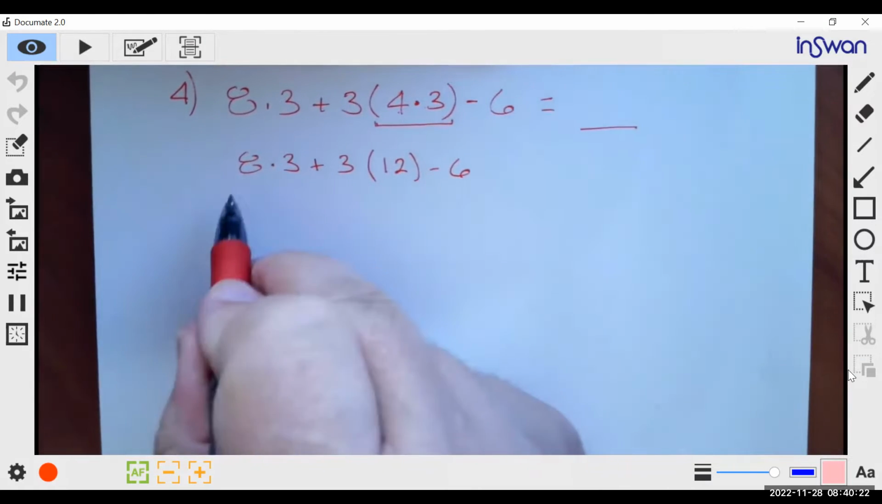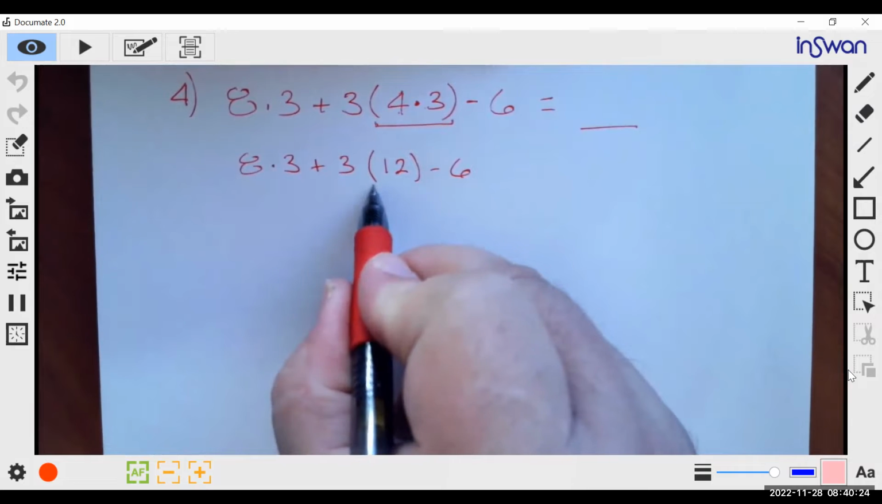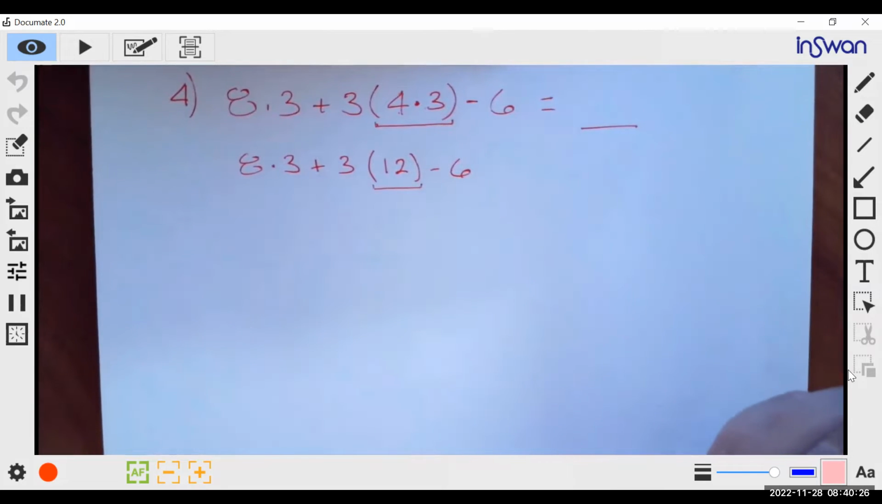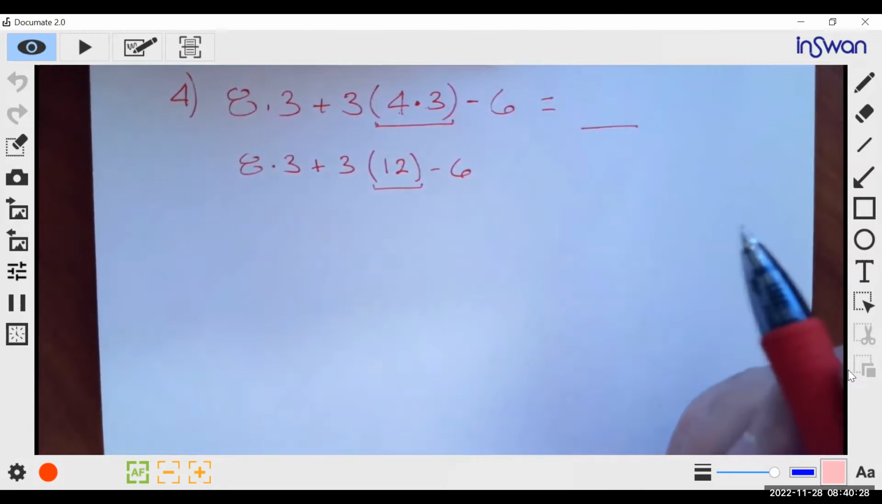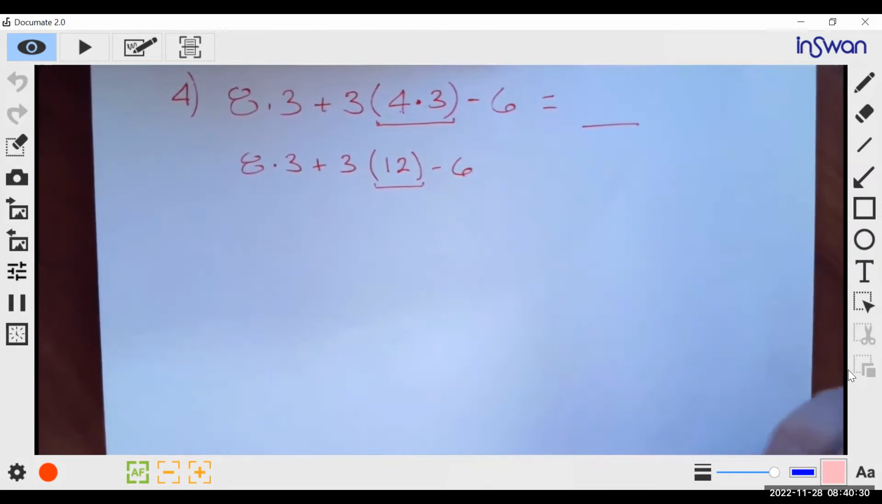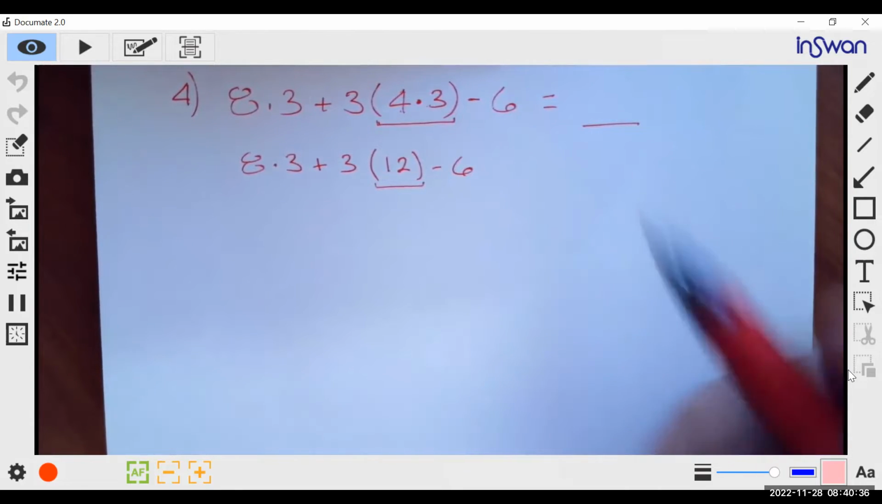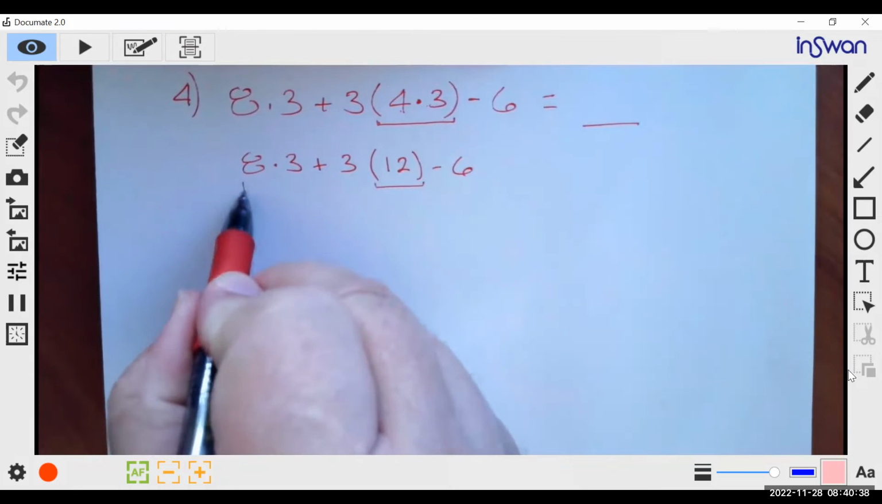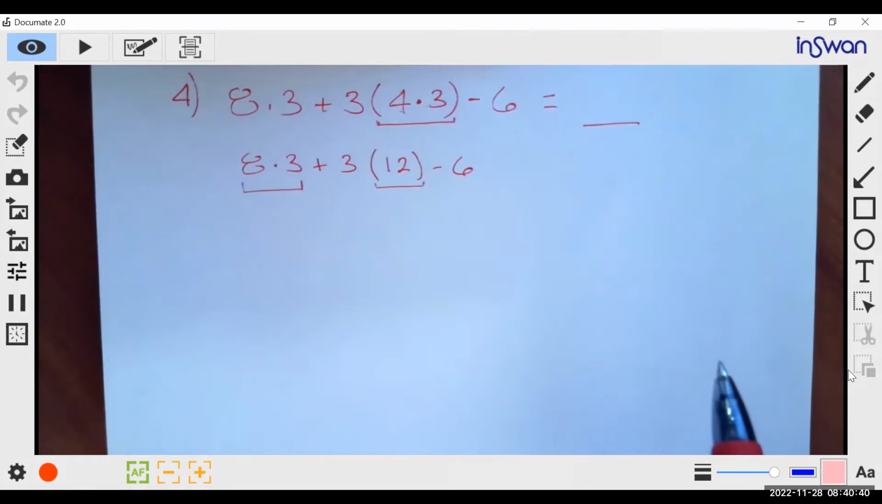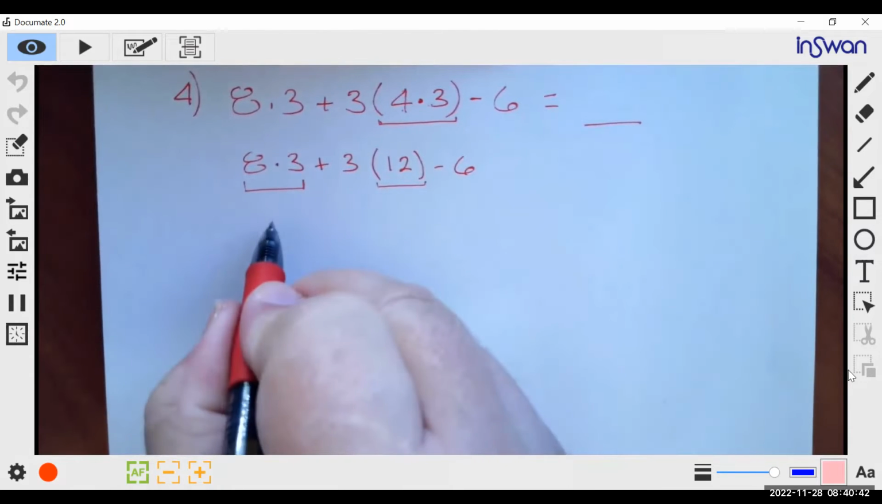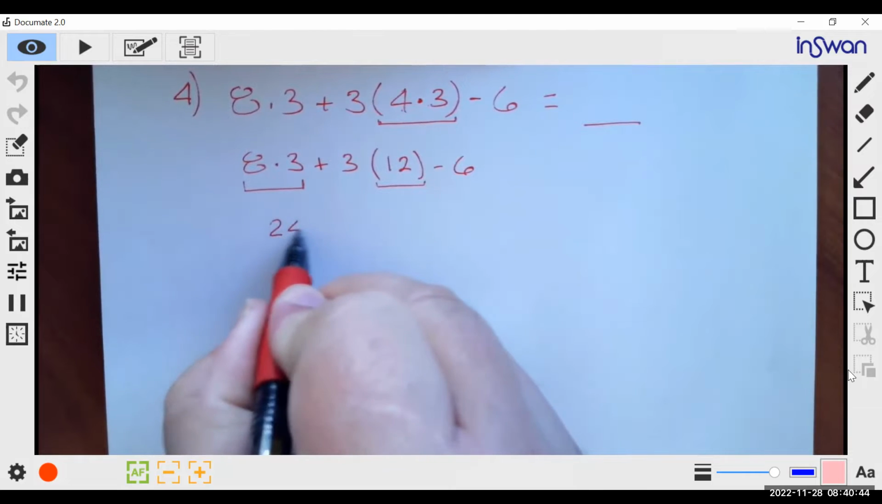Repeat the process. Any special operations? Here's a parenthesis, but we can't do anything inside there. So no special operations. Next thing we do is what? Multiplication division. Left to right. Here's a multiplication right here. 8 times 3 is what? 24.